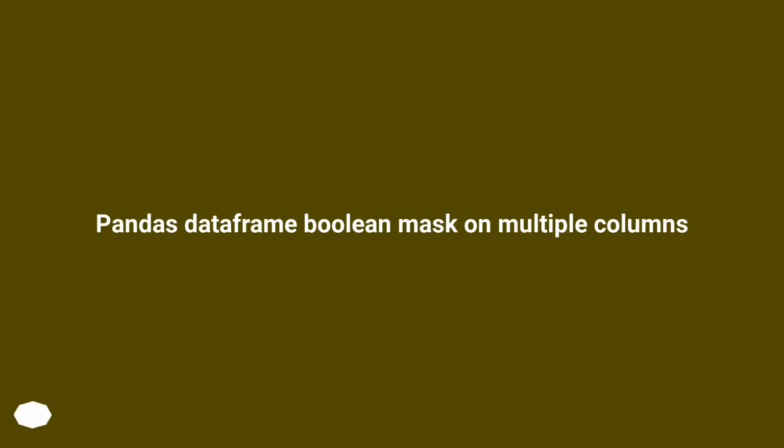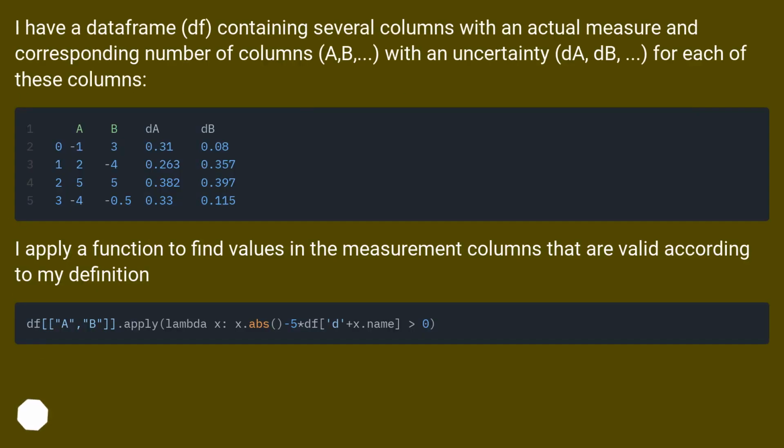Pandas dataframe boolean mask on multiple columns. I have a dataframe, df, containing several columns with an actual measure and corresponding number of columns, a, b, with an uncertainty, db, for each of these columns.